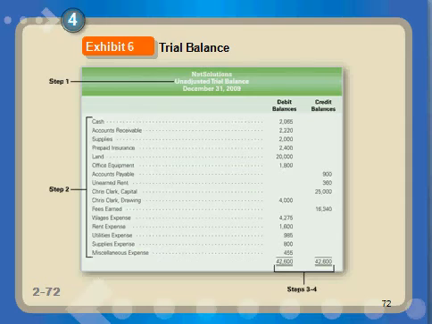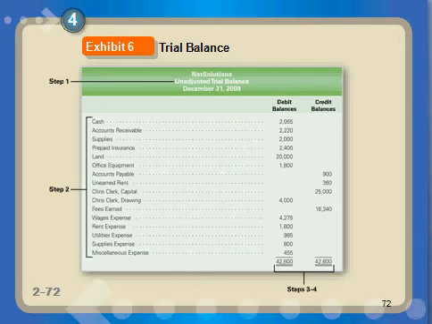We have the name of the company, Net Solutions. Unadjusted trial balance is the name of the statement. December 31st, 2009 is the date. And then we have just a listing of all of our accounts with their balances in the appropriate debit or credit columns, and we total those up. And on here we see that we have total debits of $42,600, and total credits of $42,600. So we're in balance.